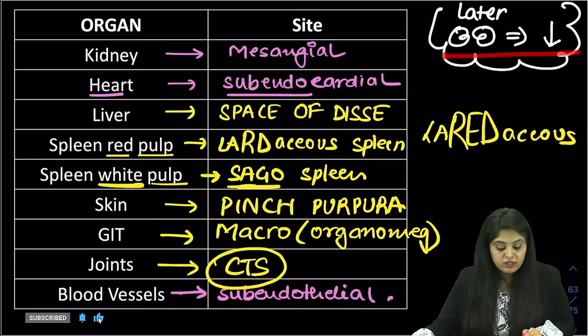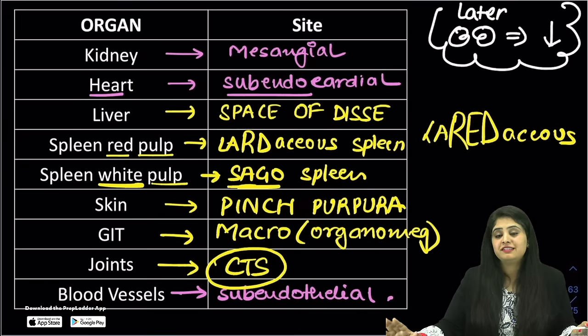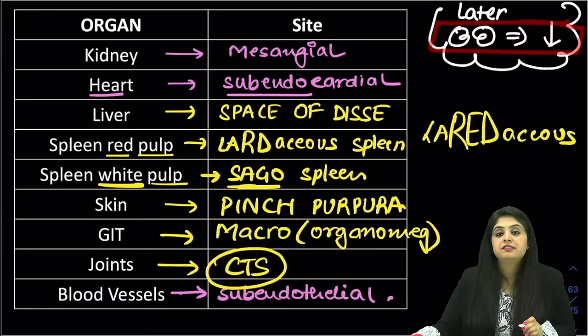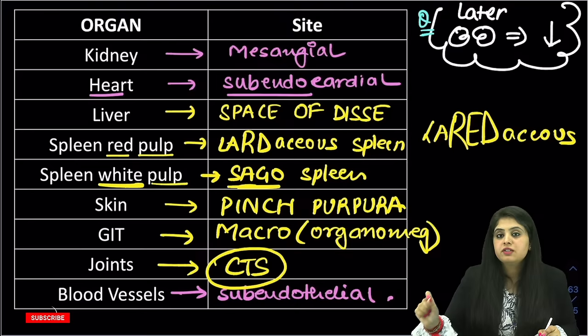So I'm also saying the same, everything increases in size, but in later cases, advanced stages, the kidney can decrease in size, and that is a question that has been asked in the previous year, which is the only organ that can show shrinkage with amyloid, and that is kidney. So the two tables are done for us.